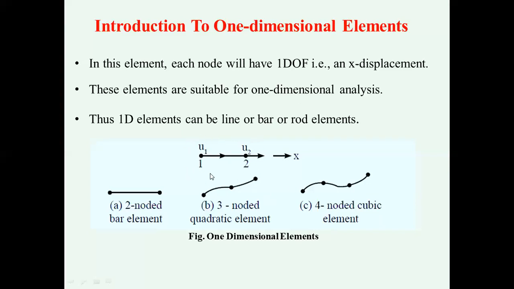The example I have taken here is a 2-noded bar element. Each node will have a degree of freedom 1, so it will have a single degree of freedom. That is, it will have a displacement of u1 at node 1, u2 at node 2. Displacement will occur along x direction since it is a 1D element. Since our syllabus is restricted only to 2-noded bar element, you have to analyze the problems using 2-noded bar element.